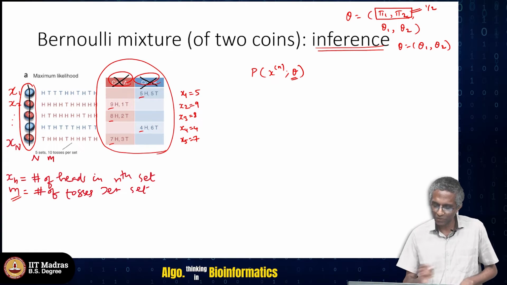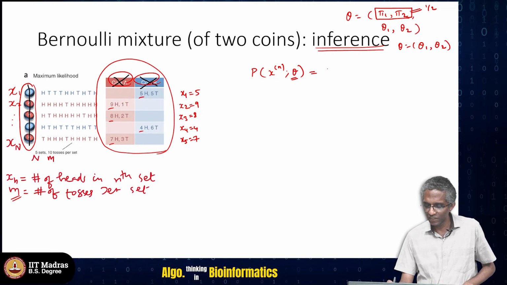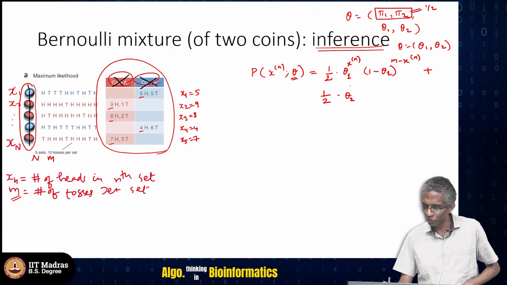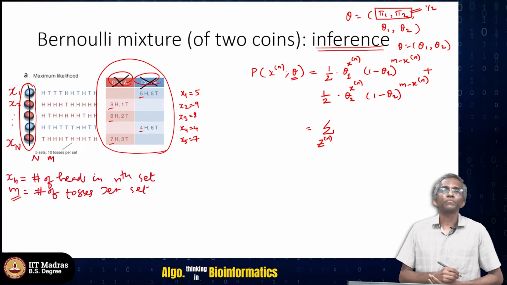So this is theta 1 comma theta 2, and because I do not know which coin was generating it, I have to say there is a half probability that coin A generated it, and then there are xn heads, so that is theta 1 raised to the xn, and then there are m minus xn tails, so that is 1 minus theta 1 to the power m minus xn, plus there is a half probability that coin B would have generated it, and that has theta 2 probability of coming up heads, and there are xn heads, and then 1 minus theta 2 to the m minus xn for the tails.